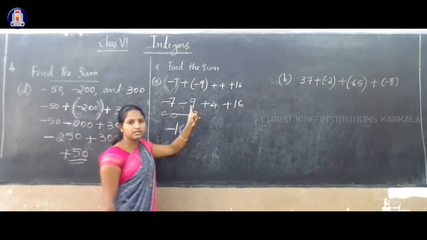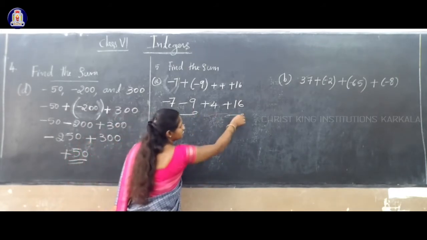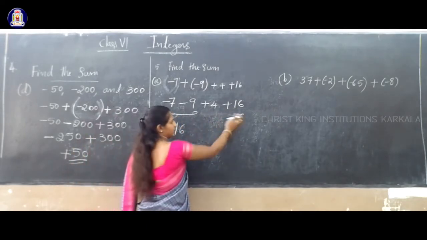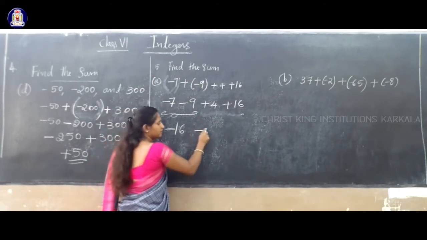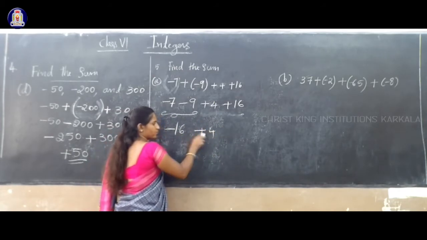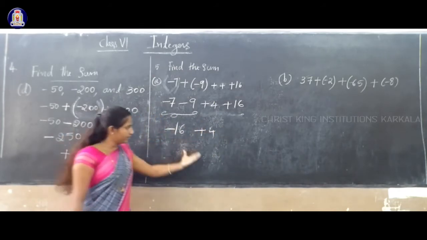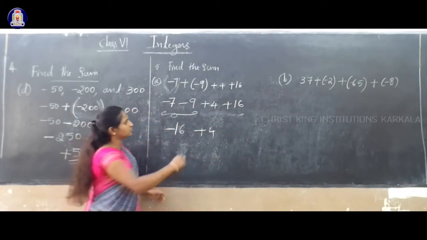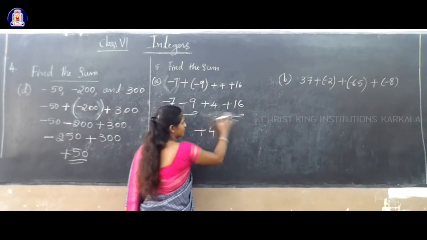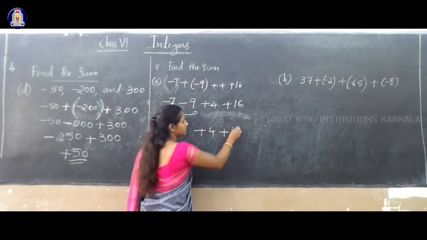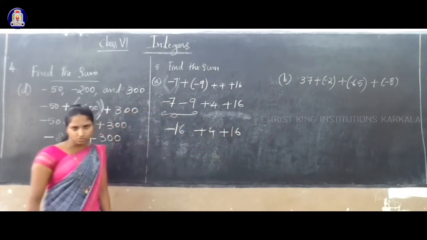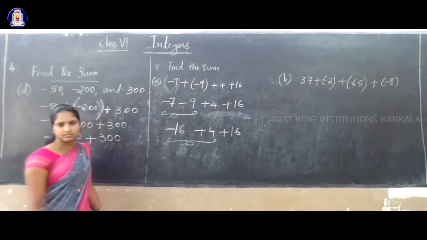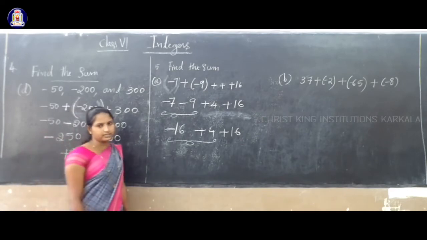The next integers are plus 4 and plus 16. You can solve these two. Or else you can write the next integer down, that is plus 4. Plus 4 and 16 you can solve. You get one answer, then you can consider the next integer. Okay? Or else you can first write the next two integers, and again consider the first two integers. Okay?